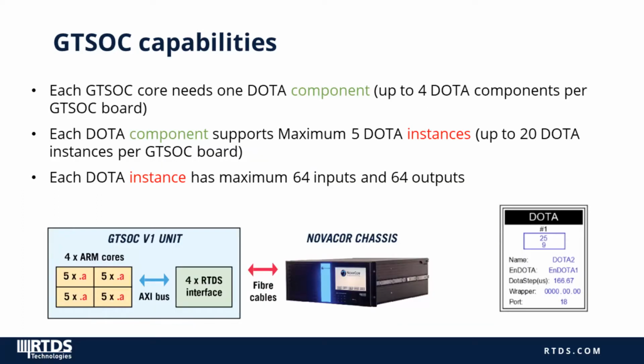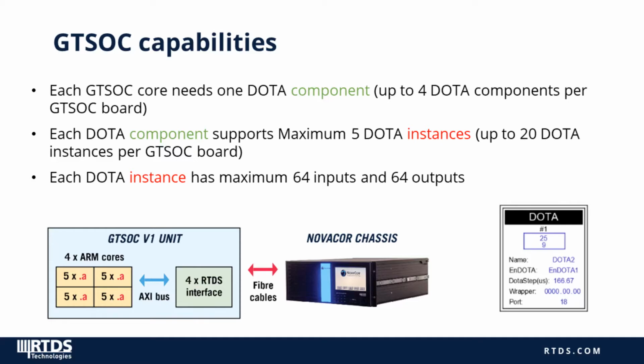This slide gives you an idea of capabilities. We have a look at the GTSOC in the bottom left of this slide. You can see that each unit has 4 ARM cores, and each of those cores can support up to 5 .A instances simultaneously. So that gives you up to 20 .A instances per GTSOC board. Now, these can be identical controllers or different, but this quantity of 20 highly depends on the complexity and the time step of the controls. So if you were to run highly complex controls that you wanted to keep at a relatively low time step, the number of instances might be reduced.